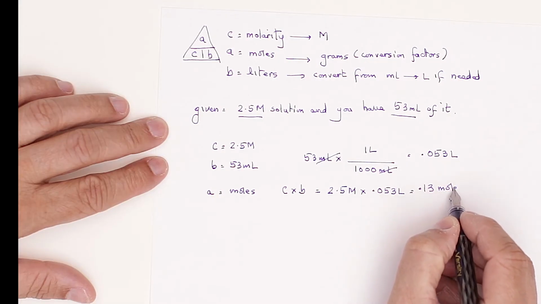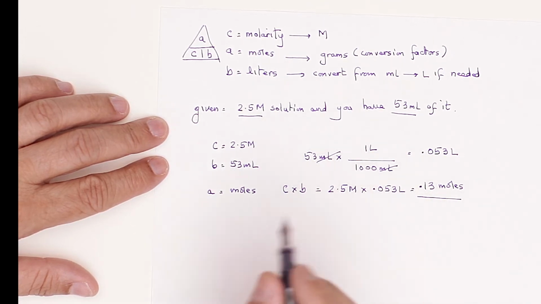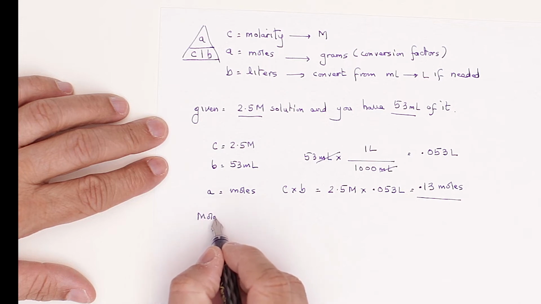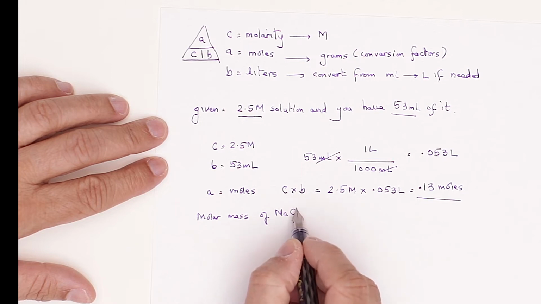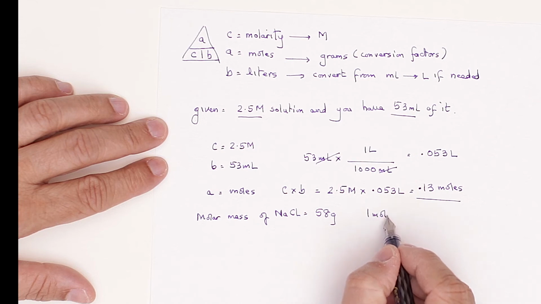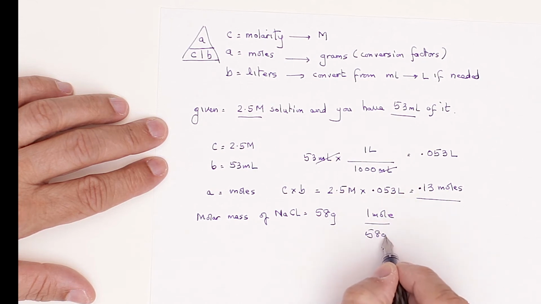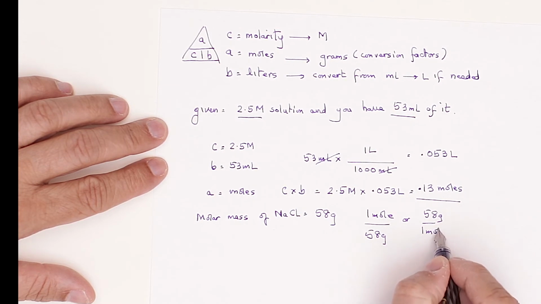0.13 moles. It's really important to remember that in order to get to grams, you actually have to make the journey by first converting to moles and then from moles to grams. So we've got 0.13 moles, which is A. Now, we know that the molar mass of salt, of sodium chloride, is 58 grams. That is a know. Therefore, 1 mole over 58 grams, or 58 grams over 1 mole.